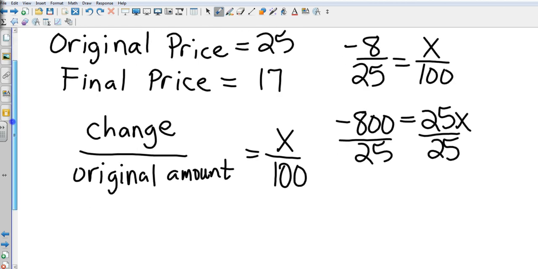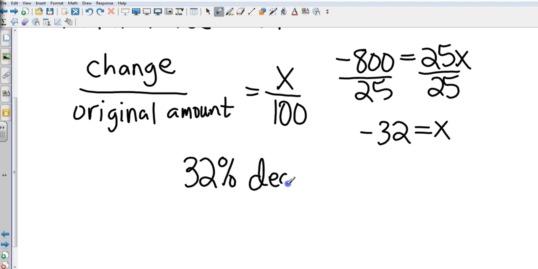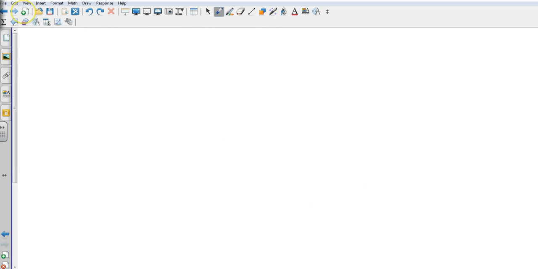Let me scroll down a little bit on this one. And negative 800 divided by 25 is going to be negative 32, which means, because that's negative, that is a 32% decrease in price. 32% decrease. So let's look at an increase.